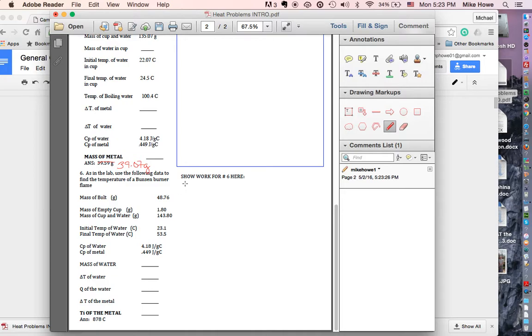Okay, now number 6. This is the lab where we heated the bolt. The bolt's sitting in the water, and we're sitting in the Bunsen burner flame. We're trying to find the temperature of the Bunsen burner flame. To find the mass, we're going to go ahead and fill in the blanks first.